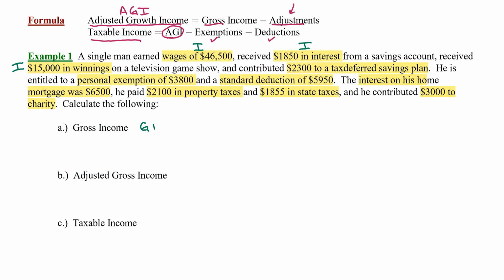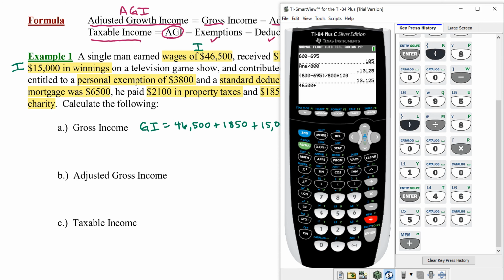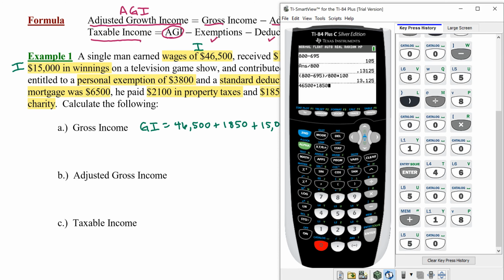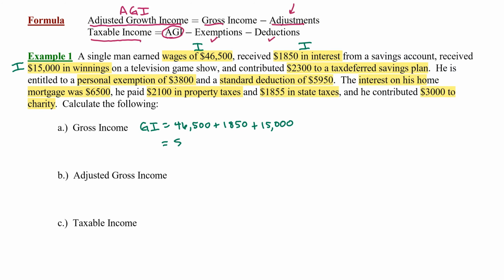So his gross income is going to be the sum of $46,500 plus $1,850 plus $15,000. All right, I'm just going to add that up on my calculator. $46,500 plus $1,850 plus $15,000. So his gross income for the year was $63,350. I think the game show helped him out quite a bit.